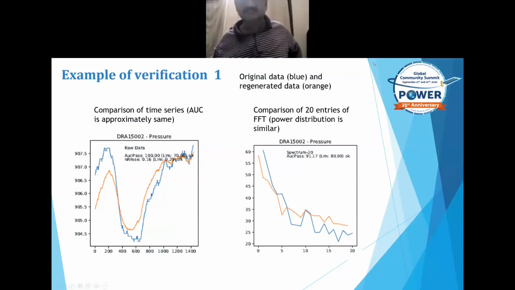Examples of verification are shown in the following charts. Original data is in blue and the reconstructed data is in orange, and AUC and FFT are shown in this.